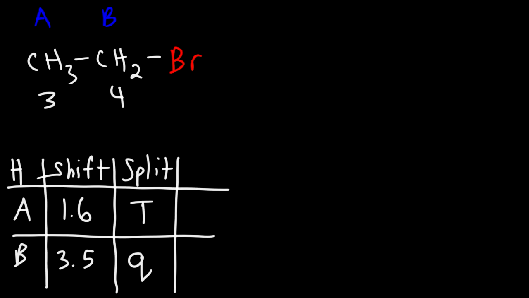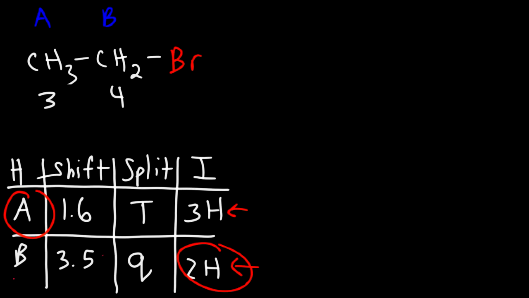The last thing we need to talk about is the integration, which technically represents the area under the curve. But a signal with a high integration is usually going to be the taller peak. So in this case, signal A has 3 protons, so we're going to say that the integration is 3H. Signal B has 2 protons, so it's 2H. So what this means is that 3 is 1.5 times more than 2. So the area under the curve of the signal that corresponds to A is going to be 1.5 times greater than this one.